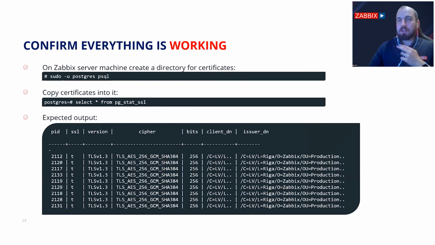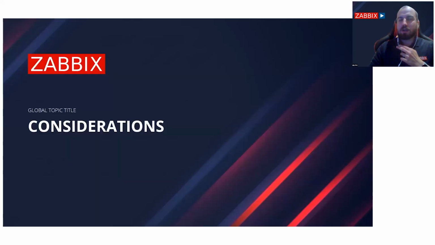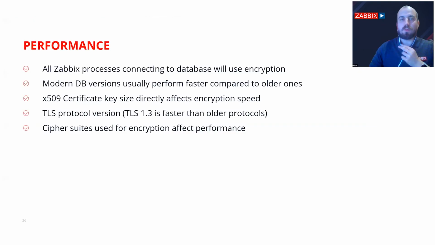So that's about it. That's how simple it is done. But there are some considerations you should keep in mind when you are going the secure encrypted way. All the Zabbix processes that will be connecting to the database will use encryption. For now, in 5.0, that's still quite a lot of processes. But again, in 5.4, it's a bit lower. In 6.0, it will be even lower. So it will improve.